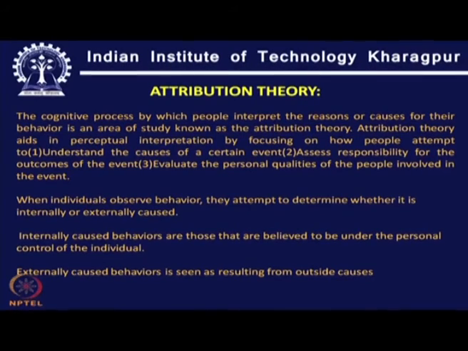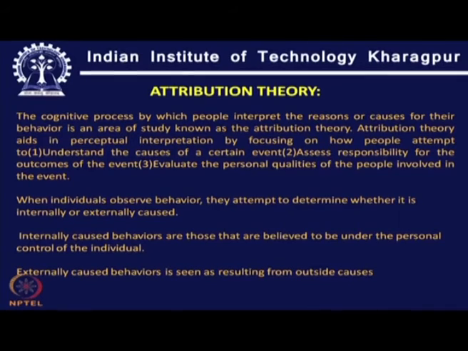It is a process of perceptual interpretation where people try to assess the causes of a certain event, then attribute the responsibility for the outcome of that event, and third, evaluate the personal qualities of the person involved in that event. So, there are three parts to it. First, I will try to understand the causes of a certain event. Next, I will try to assess the responsibility for the outcome, like who is responsible, the person per se or the situation, and then we evaluate the personal qualities of the people involved in that event.